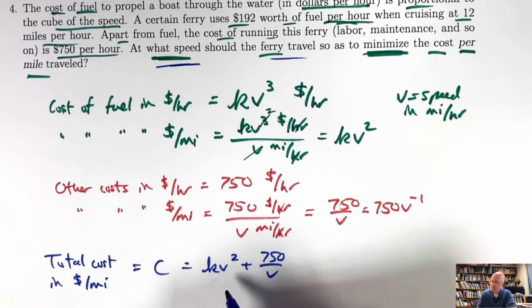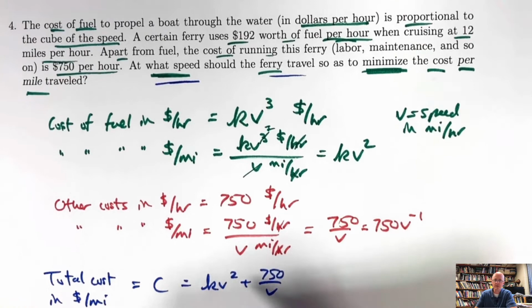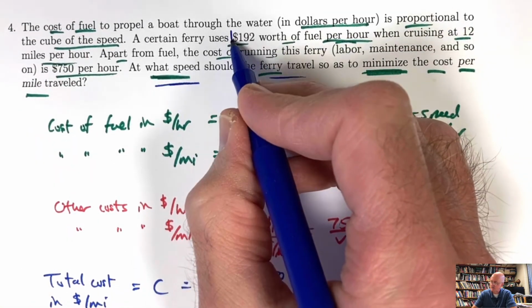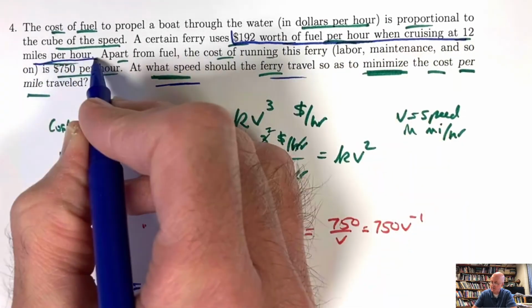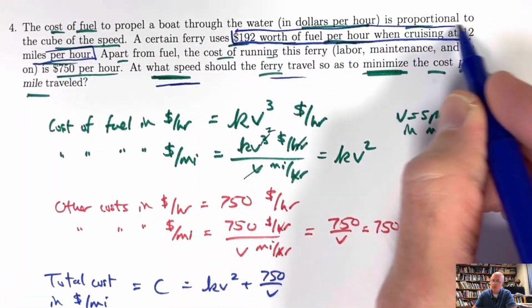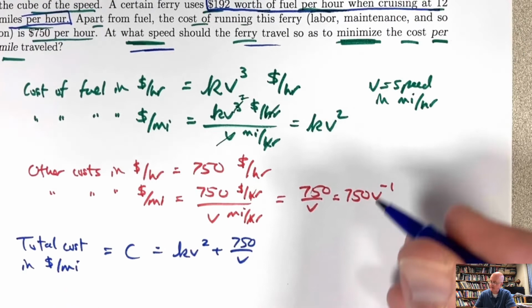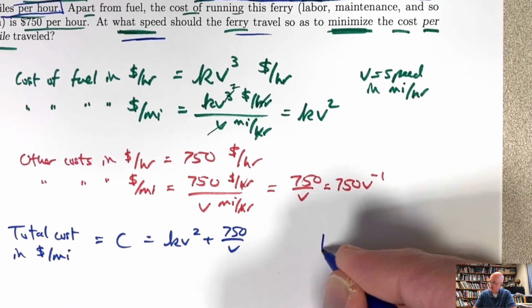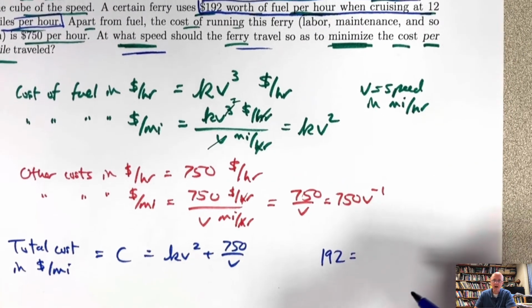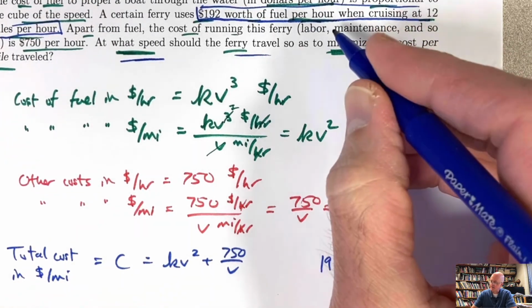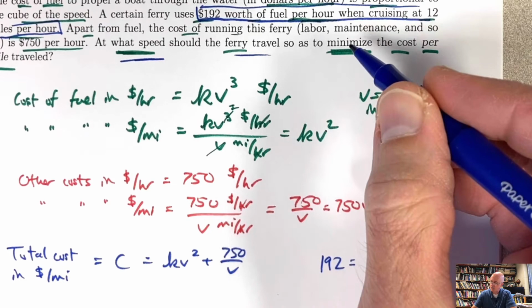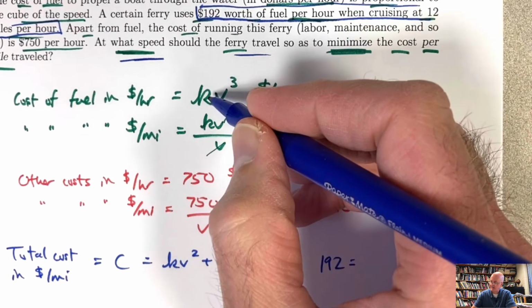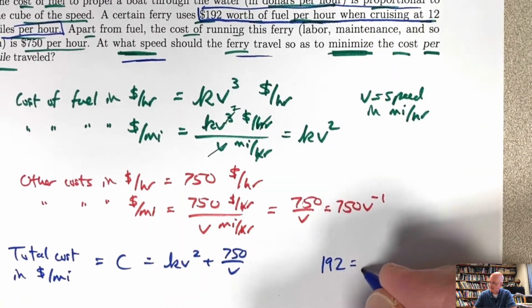How can we figure out K? What information have we not used yet? We have not actually used the fact that it uses $192 worth of fuel per hour when cruising at 12 miles per hour. That must be what we use to figure out K. So $192, the fuel per hour, dollars per hour, when cruising at 12 miles an hour, when V is 12, has to equal K times 12 cubed.